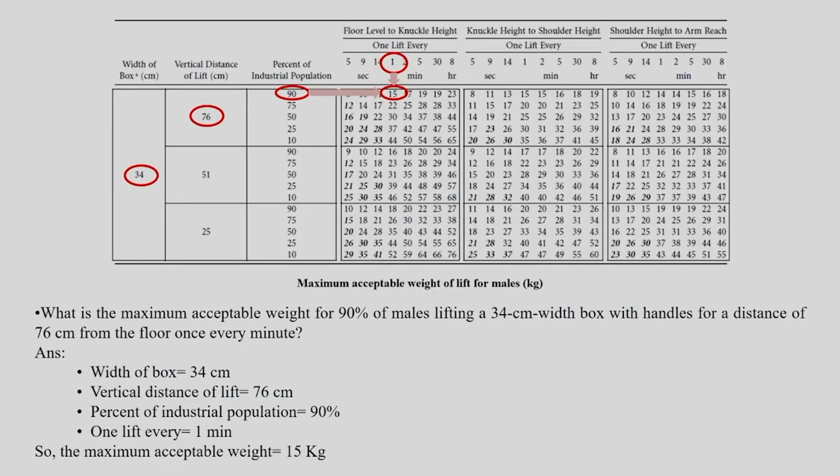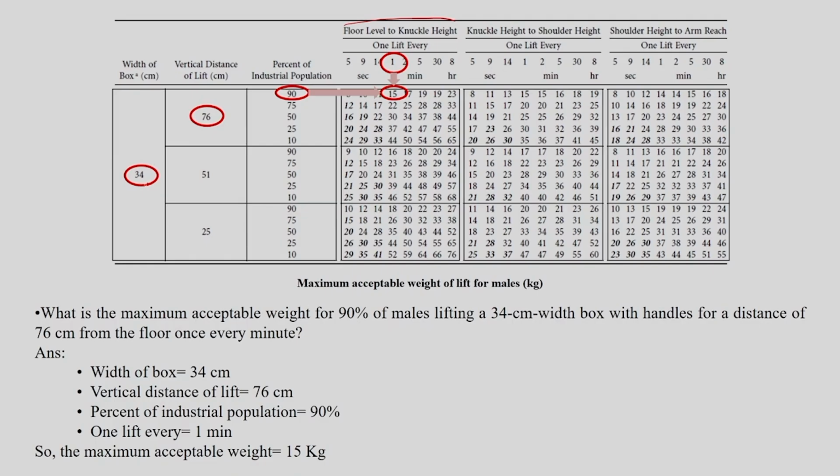Now, let us understand this particular table. What are we supposed to do? First, we need to understand the width for this particular table. First is floor to knuckle height. For floor to knuckle height, you can see this is the column where you have a set of data. This is also one set of data. Here also it is one set of data. You have a more elongated table, so I have taken the cropped portion only for 34 centimeter width.